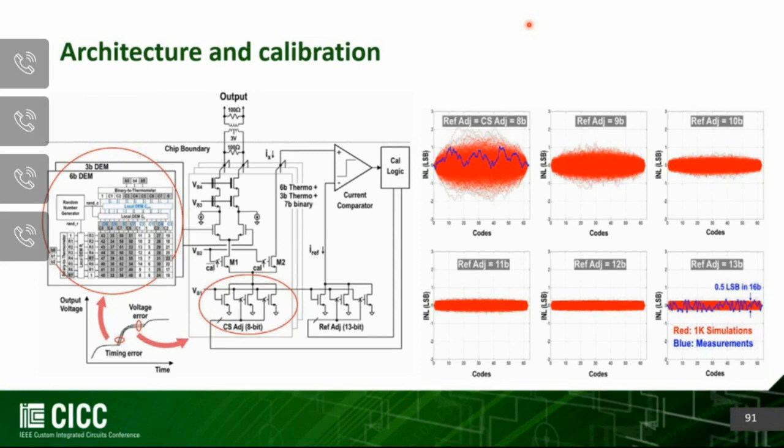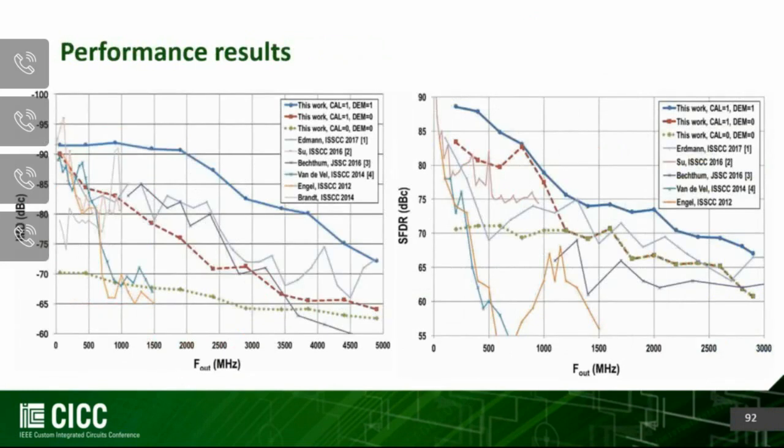The other technique they employ here is to shuffle all the current sources after calibration. This takes care of additional mismatches, both in currents but also in timing skew between cells, spreading the power of spurious images into the noise floor. These plots show the performance results.